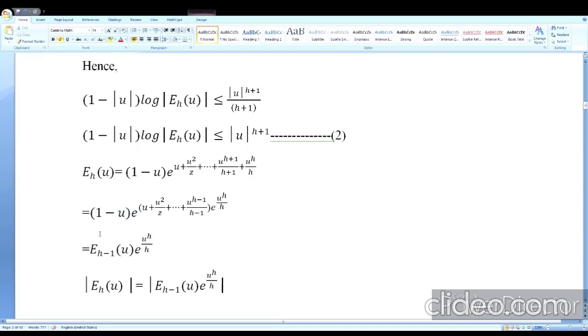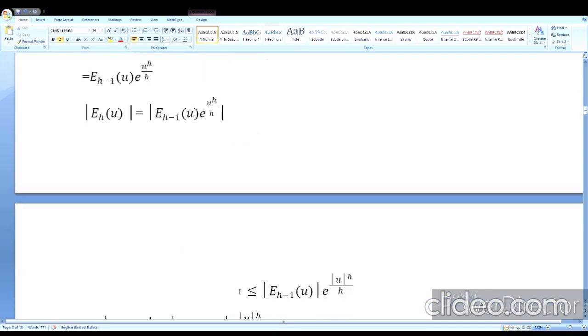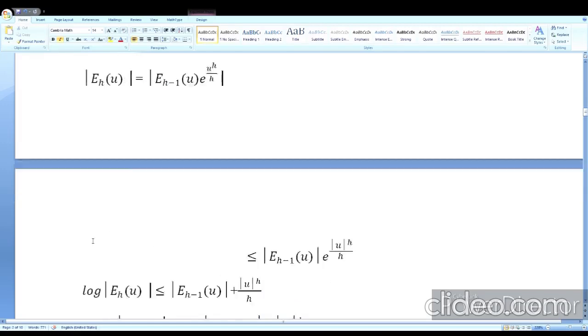We can write (1 minus u) into e power up to this term as E_(h minus 1) of u. So E_(h minus 1) of u into e power u power h by h. That is, we can write the modulus of E_h of u as modulus of E_(h minus 1) into e power u power h by h. It's less than or equal to modulus of E_(h minus 1) into e power modulus of u power h by h. This modulus we are taking to the power, so we get less than or equal to symbol.